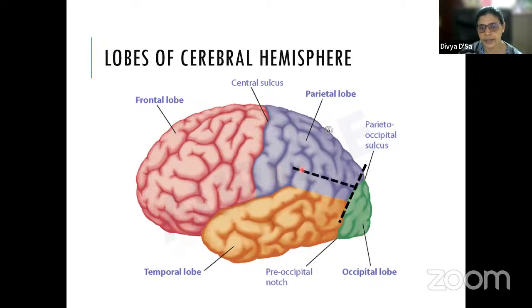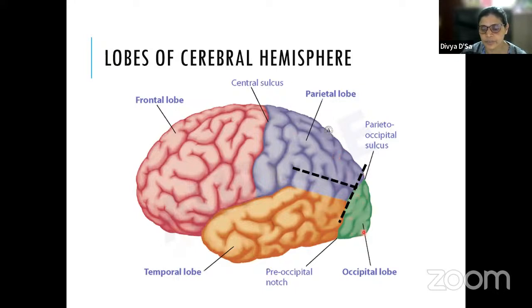Another line, actually it is shifted here. So the second line is from the posterior ramus of the lateral sulcus. Okay, this is the posterior ramus of the lateral sulcus, from there up to the first imaginary line. So the portion of the cerebrum above the second imaginary line and behind the central sulcus is bounded superiorly by the superomedial border, behind by the central sulcus, and below by the second imaginary line, and in front by the parieto-occipital sulcus. So this is the parietal lobe. Okay, so parietal lobe is here.